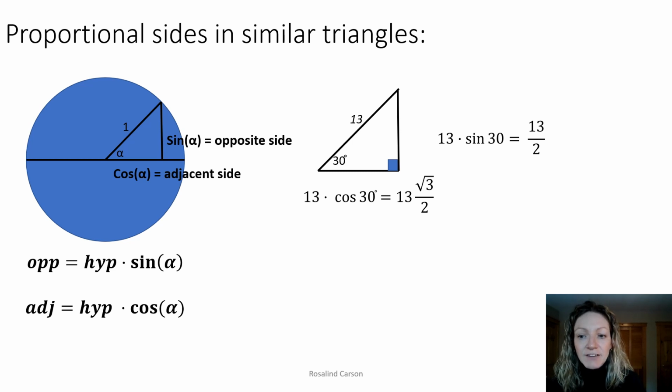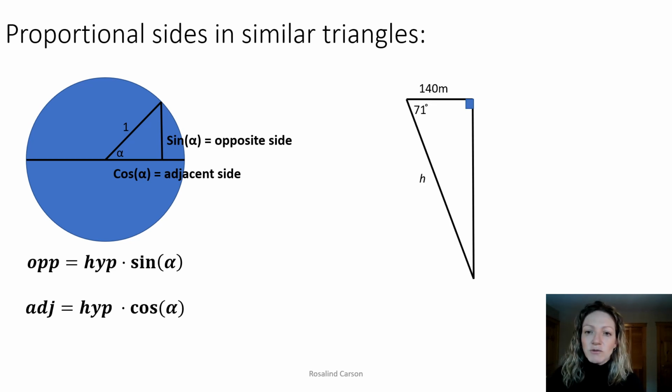All right, let's have a triangle where I have to find a missing side. Classic introductory trig question. Given a right triangle with angle 71, the side between 71 degrees and 90 degrees is 140 meters. That's the adjacent side to the angle 71 degrees. We don't know the length of the hypotenuse. Please find h. Okay. Well, I know that 140 is the adjacent side, so I'm going to actually write that.